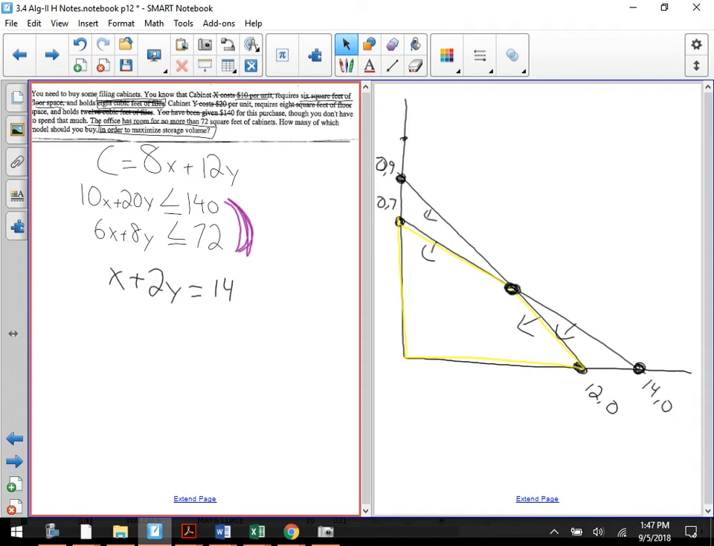Could you multiply the top one by 6, the bottom one by 10, eliminate the x values via subtraction, and go on your merry way? Absolutely. But if you see something that's easily divisible to get one of the variables by its coefficient of 1, substitution is always a nice little trick. Okay? There's no right or wrong way to do it. You just have to do it. All right? So that means that x would have to equal 14 minus the 2y. Substitute in.